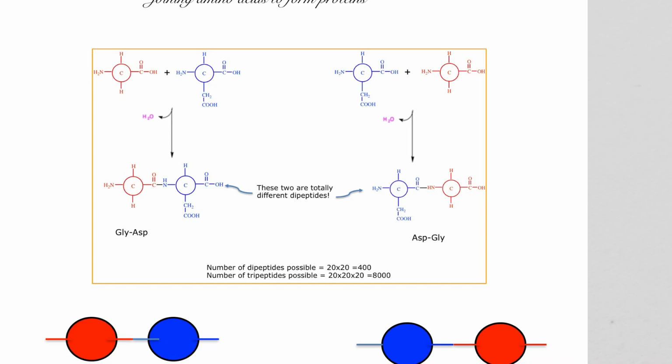So once you get a dipeptide, then another amino acid with its amine group here can react with this. Here's the carboxyl part, and then you can get a tripeptide. And this reaction can continue and continue to give you a longer and longer protein.